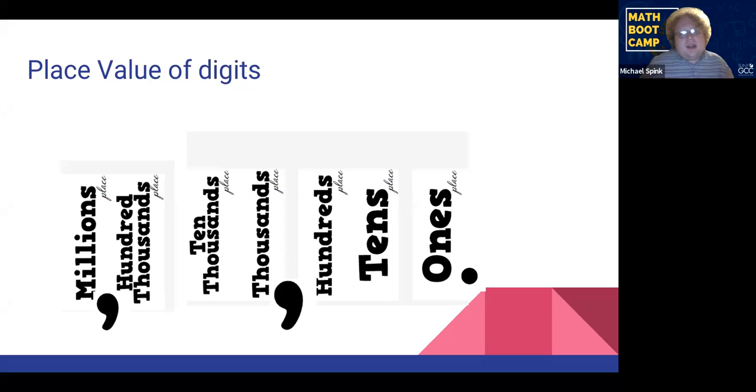So the first thing to look at is the place value of digits. The numbers that you typically think of when you're thinking of adding zeros on things is going to give us the place value of each individual spot in that number. We have the ones place, the tens place, the hundreds place, and so on.